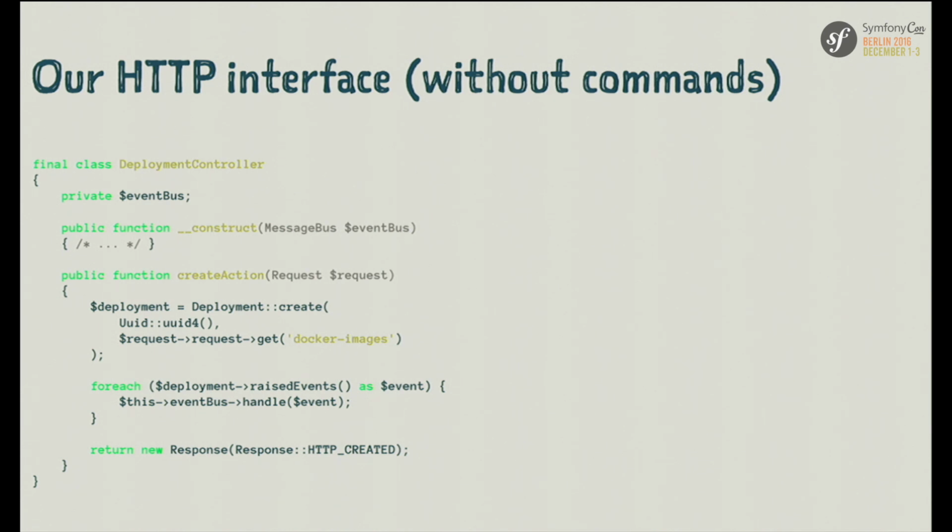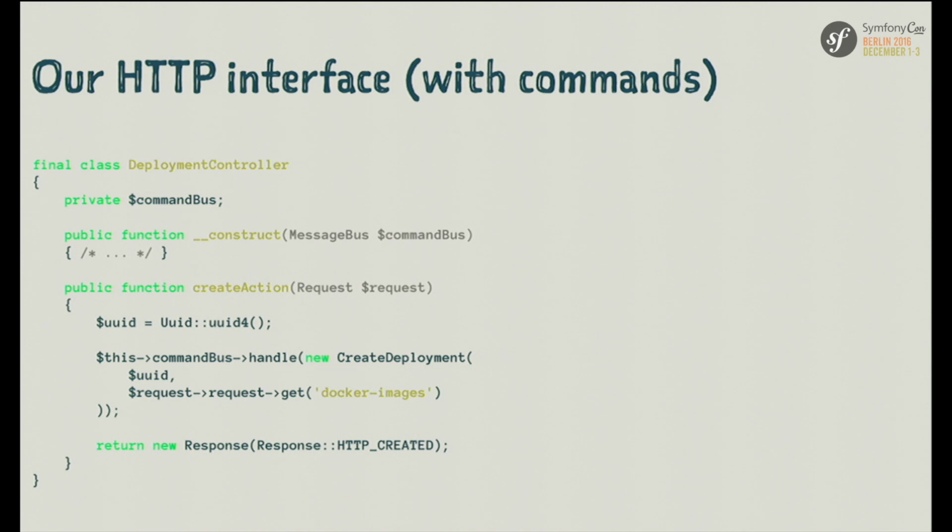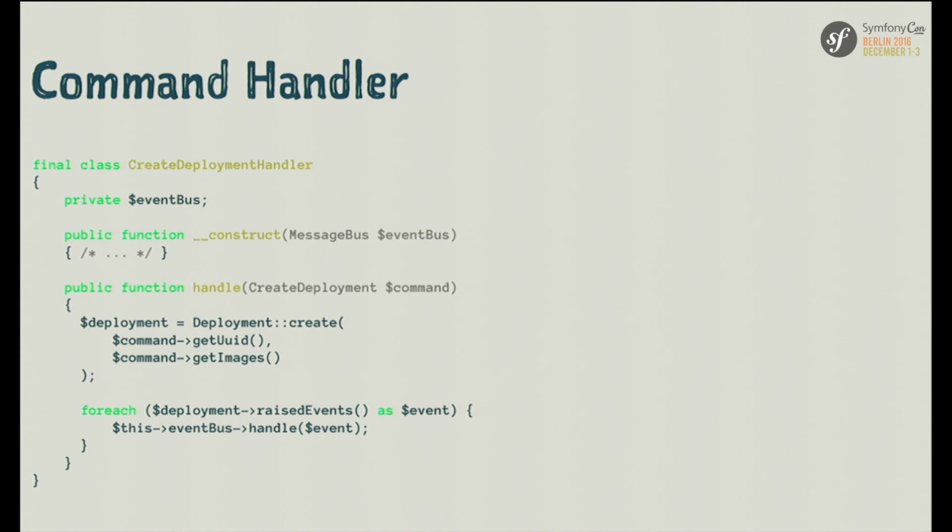Another way, which I kind of prefer, is actually using commands. We have this command bus, so why not? If we rewrite it a little bit, instead of having the event bus directly as a dependency, we're going to have the command bus, and we just put a create deployment command in our command bus, with the generated UID of our deployment, plus the same data coming from the request. If we have a command, we probably need a command handler. In the SimpleBus convention, a command handler is just a PHP class with a handle method that takes the command as an argument. And then we do exactly what we've done before in our controller. We just create the deployment object and dispatch the raised events.